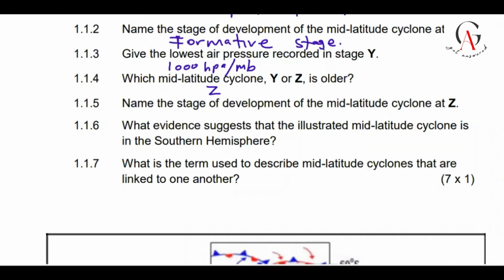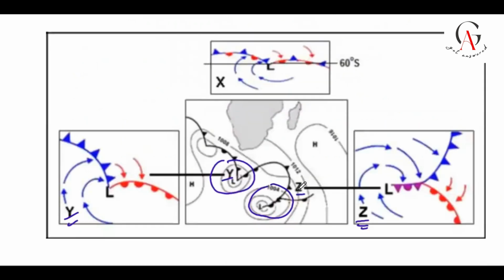So it's supposed to be Z. How do we tell that? Let's go back to our diagram. Remember, we know that mid-latitude cyclones move in such a direction. We say they move from west going to the east, or to the easterly direction. Therefore, if we look at Y and we look at Z, we compare between the two, and we ask ourselves which of the two has already reached the east. If you look at this, it means that mid-latitude cyclone Z has already reached the eastern direction.